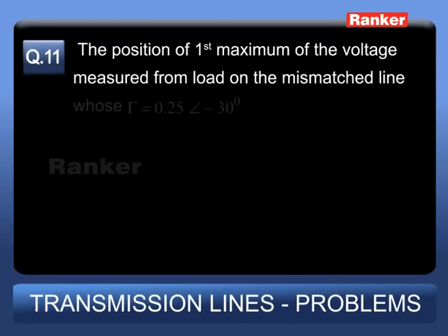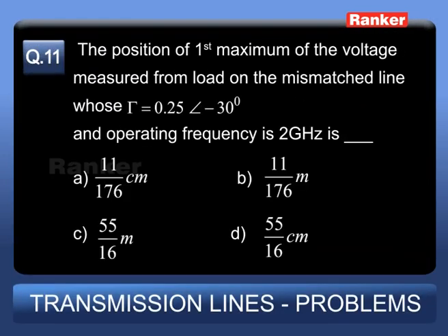Problem 11. The position of the first maximum of the voltage, measured from the load on a mismatched line whose gamma is equal to 0.25 angle minus 30 degrees and operating frequency is 2 GHz, is: option A, 11 by 176 centimeter; option B, 11 by 176 meter; option C, 55 by 16 meter; and option D, 55 by 16 centimeter.